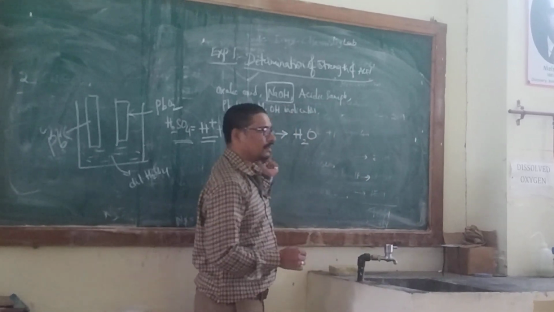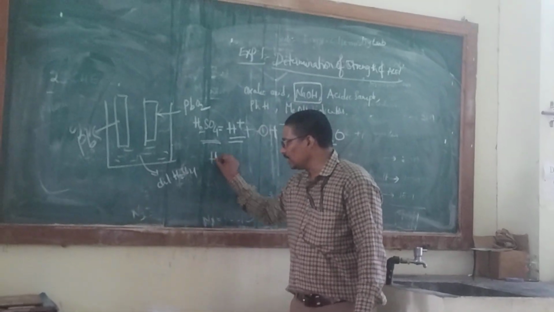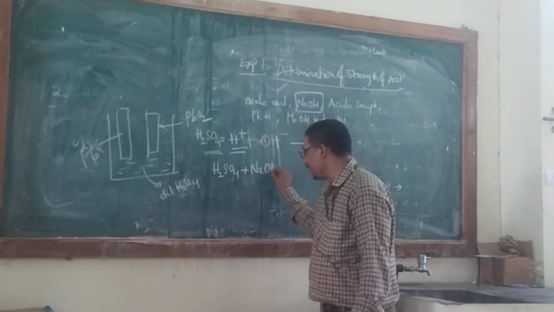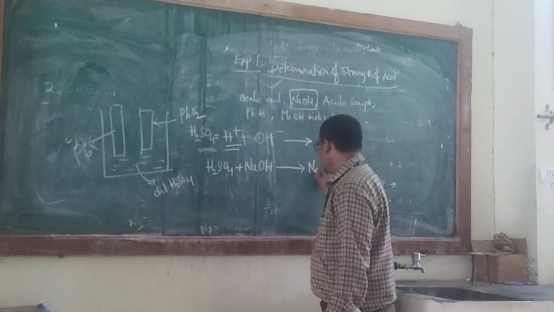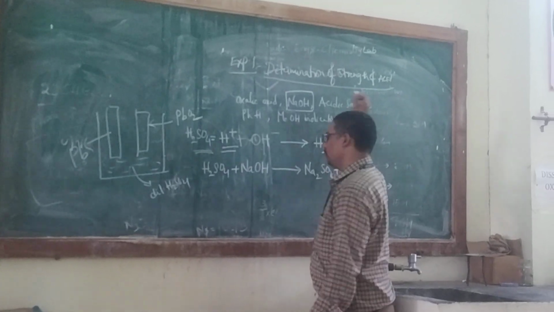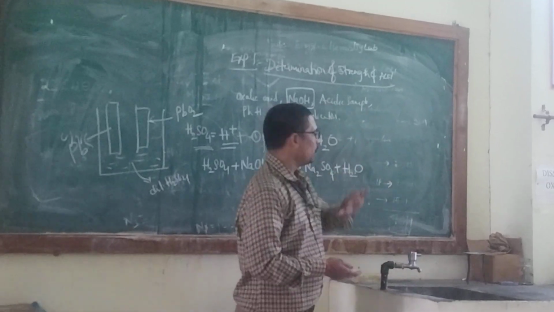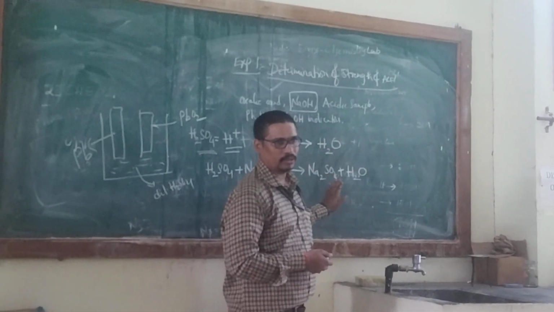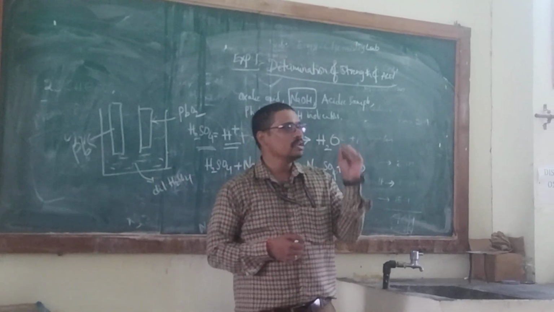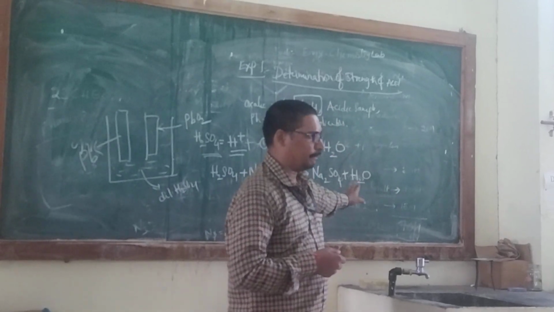Understood? So you take this chemical reaction. This is a neutralization reaction. Example, I am taking H2SO4 plus NaOH gives rise to Na2SO4 plus H2O. This is a neutralization chemical reaction. So in this chemical reaction, acid plus base gives rise to salt plus water. This is a very important chemical reaction.